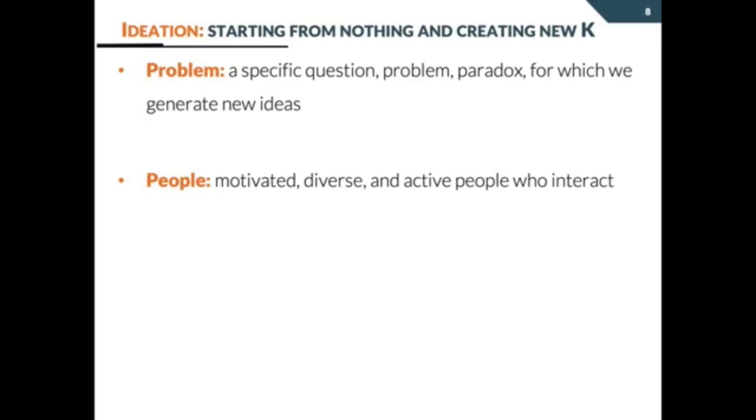The second point about ideation is people. People are very much at the center of any ideation process. They need to be motivated, they need to be diverse with diverse backgrounds, and they have to actively interact with each other. And place is also another important P next to the other Ps, problem and people. How closely you put people together, how much they feel safety, and how much the environment creates stimulation for idea generation. These are the different aspects of the place.